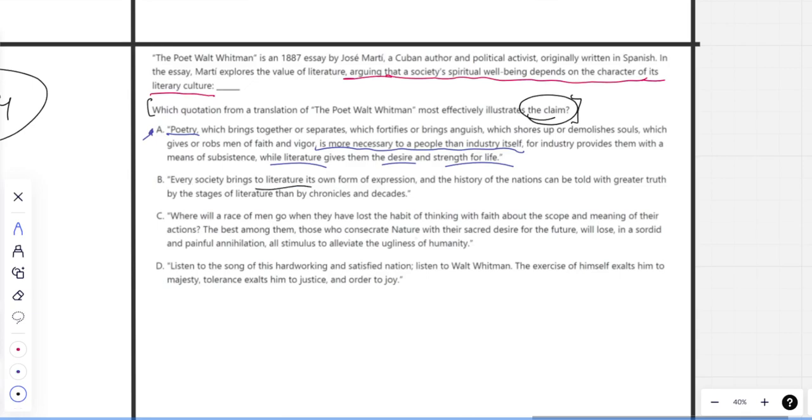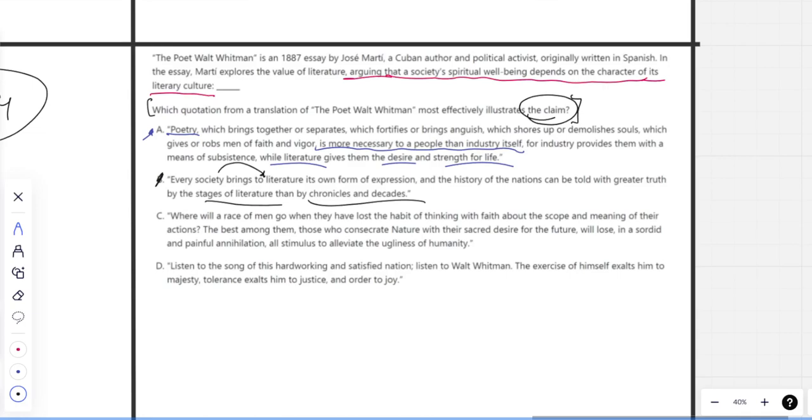Every society brings to literature its own form of expression, and the history of nations can be told with greater truth by the stages of literature than by chronicles and decades. Well, this one does mention the word literature and how society brings to literature its own form of expression, but it's not talking about how literature affects the society's well-being. It's actually talking about how the society brings literature. So it's kind of like the reverse relationship of what we want.